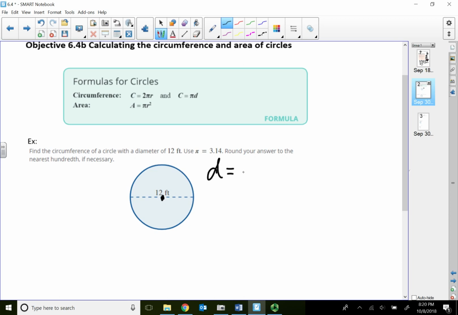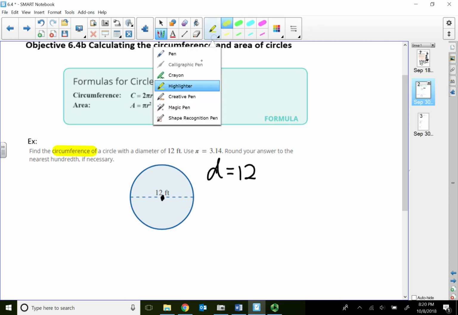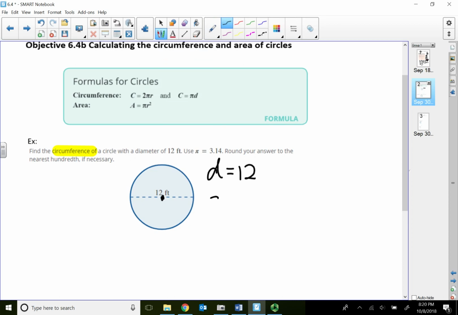So the problem is giving me the diameter. So this problem wants me to find the circumference of this circle. Circumference is always going to be pi times diameter, or sometimes we can say pi times 2 radius. Let me just rewrite this real quick. All right, pi times diameter.